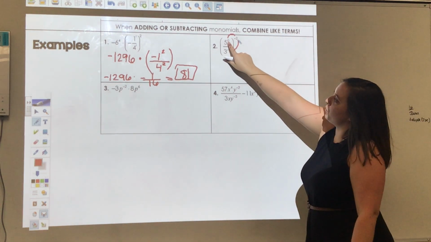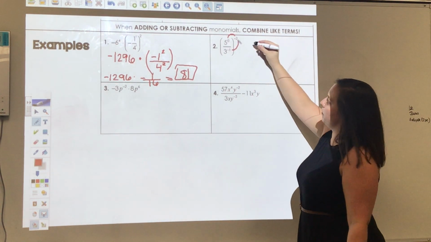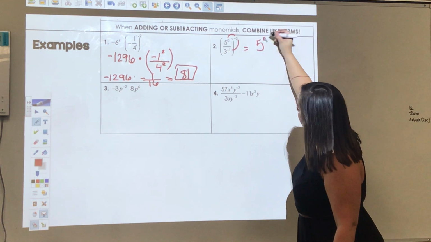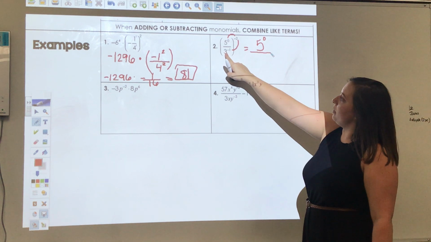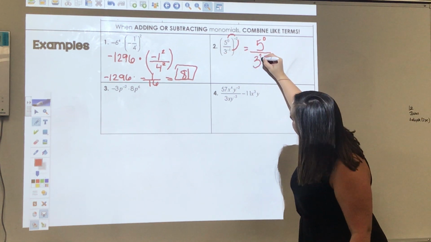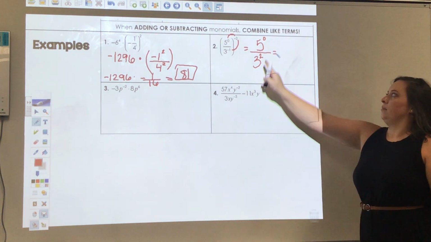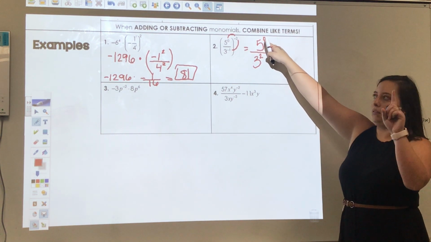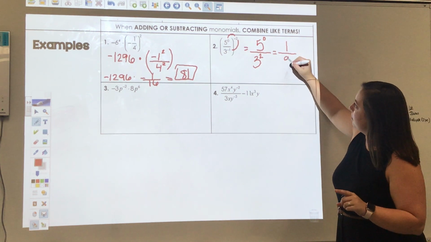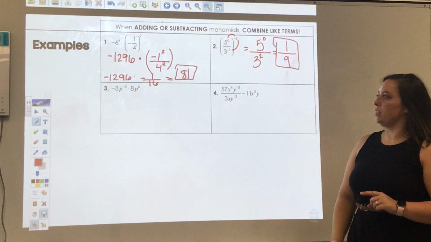So now what we're going to do is raise a power to another power, multiply our exponents. So 5 raised to the 0 times negative 2 is still 0. And then here we got 3. Negative 1 times negative 2 is going to be positive 2. 5 raised to the 0 power is 1. 3 squared is 9.